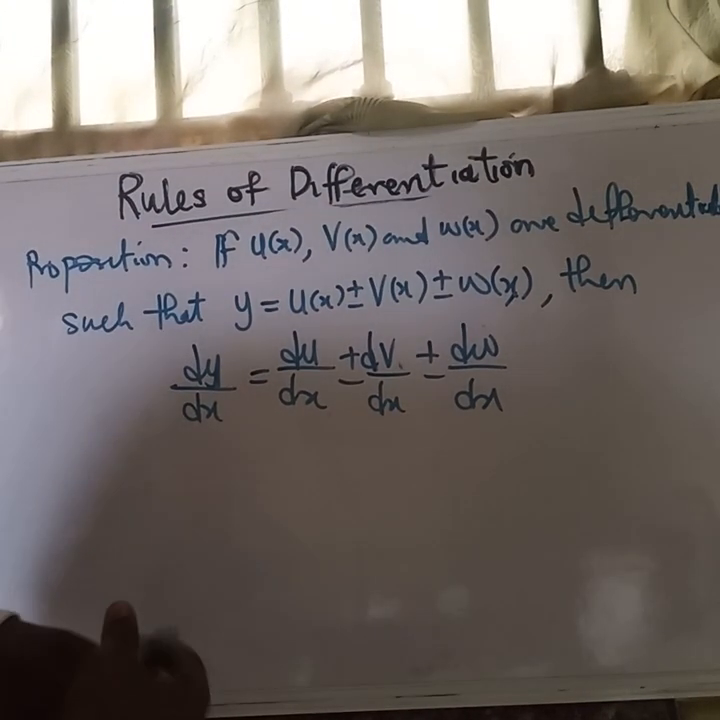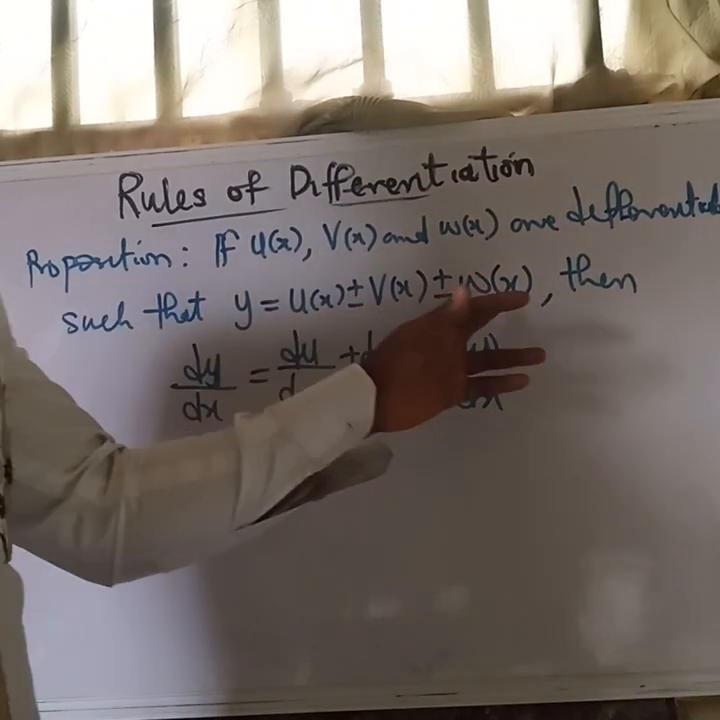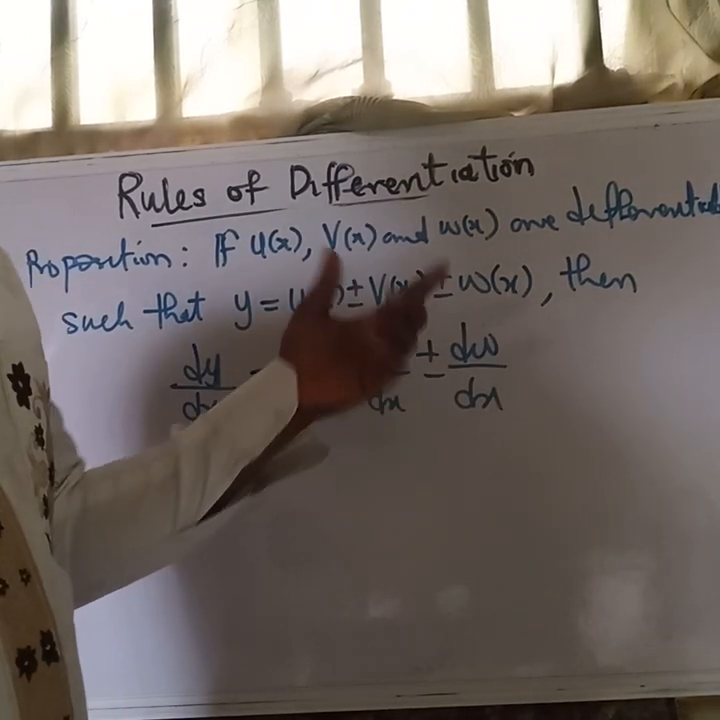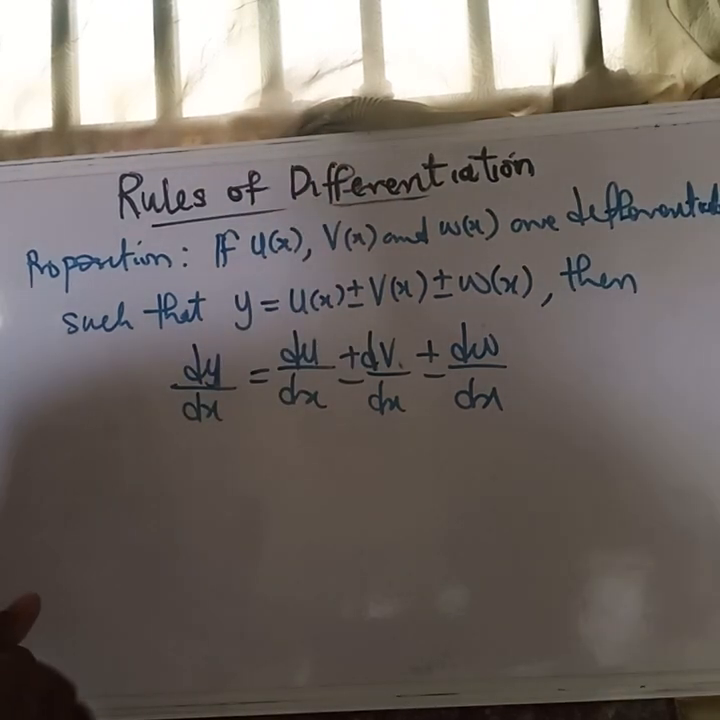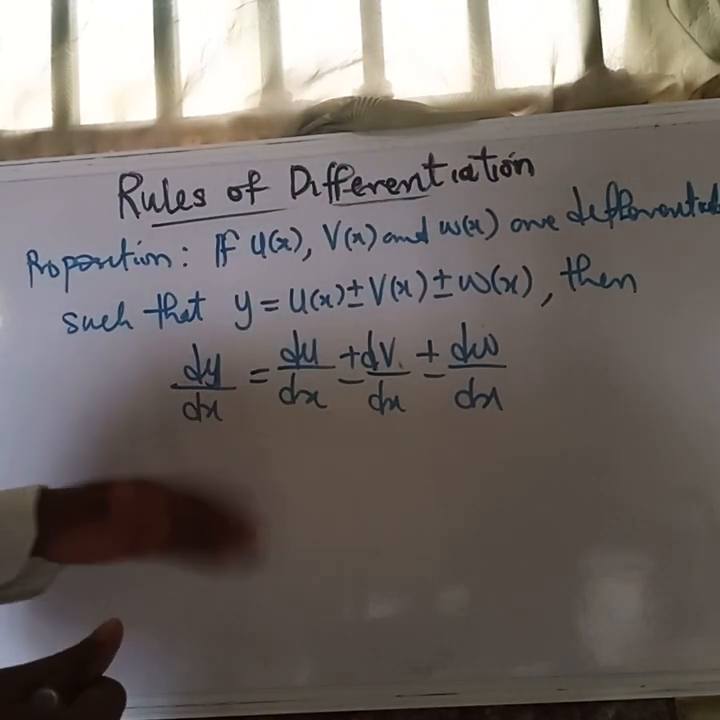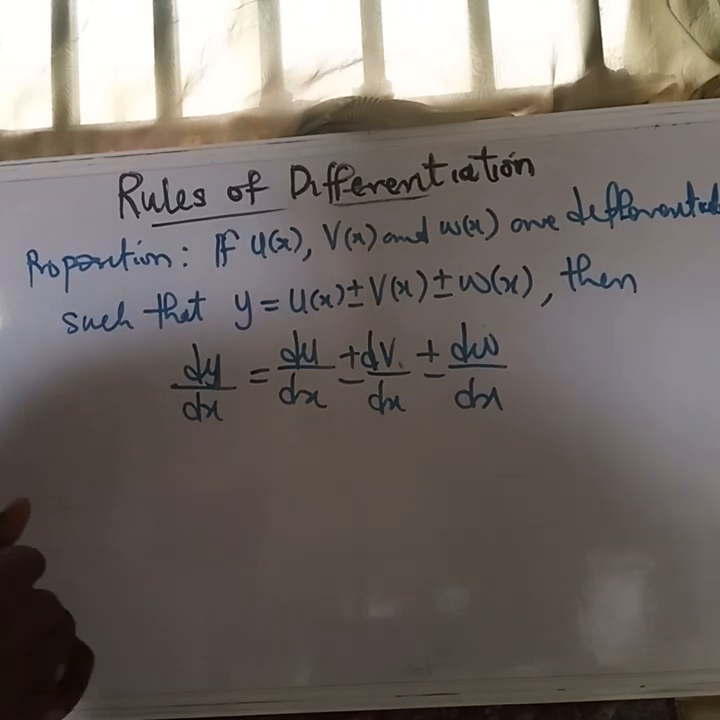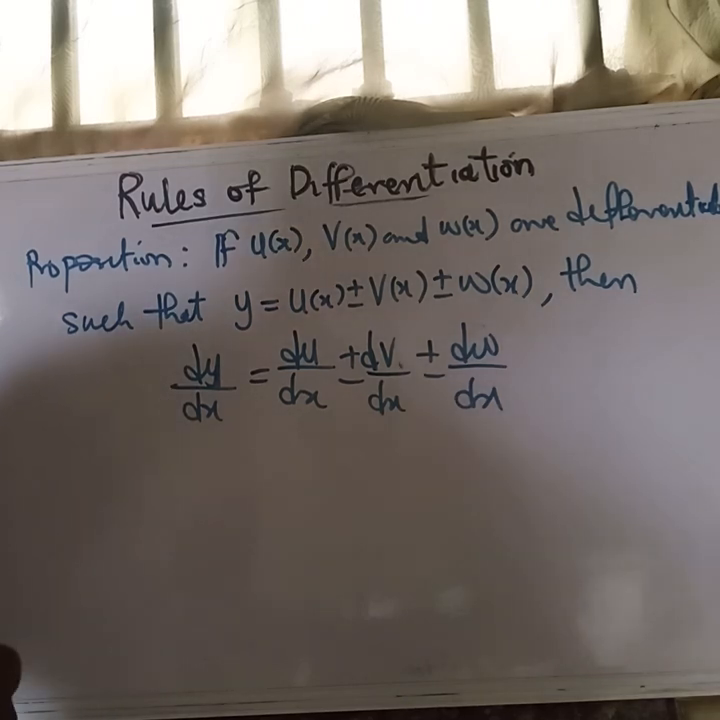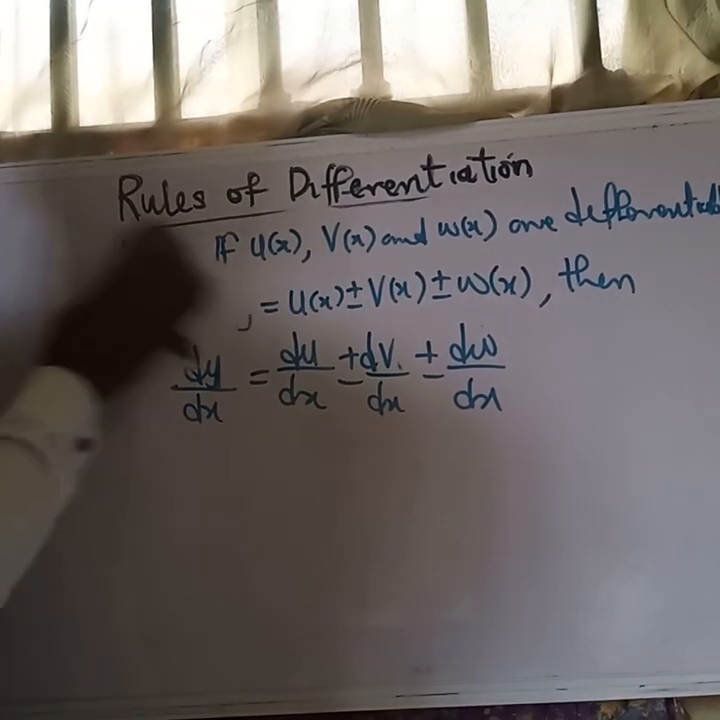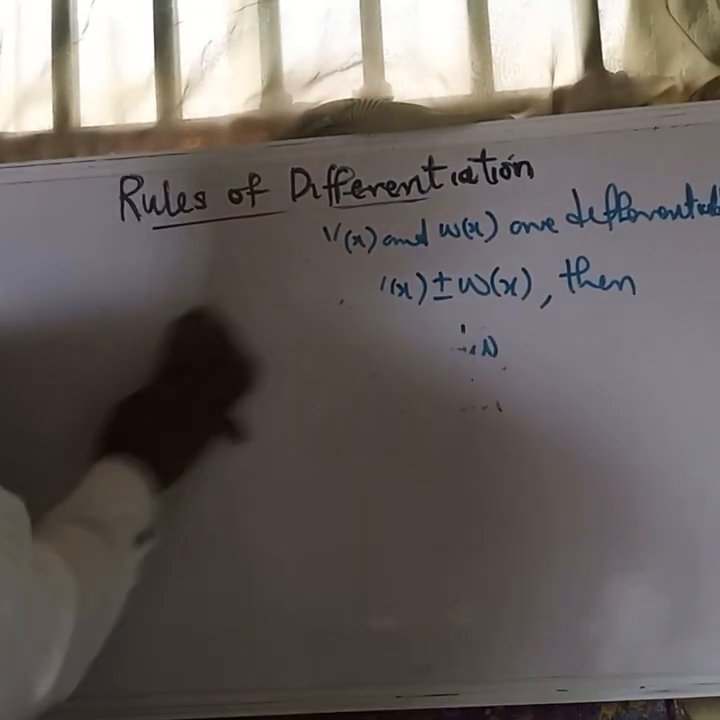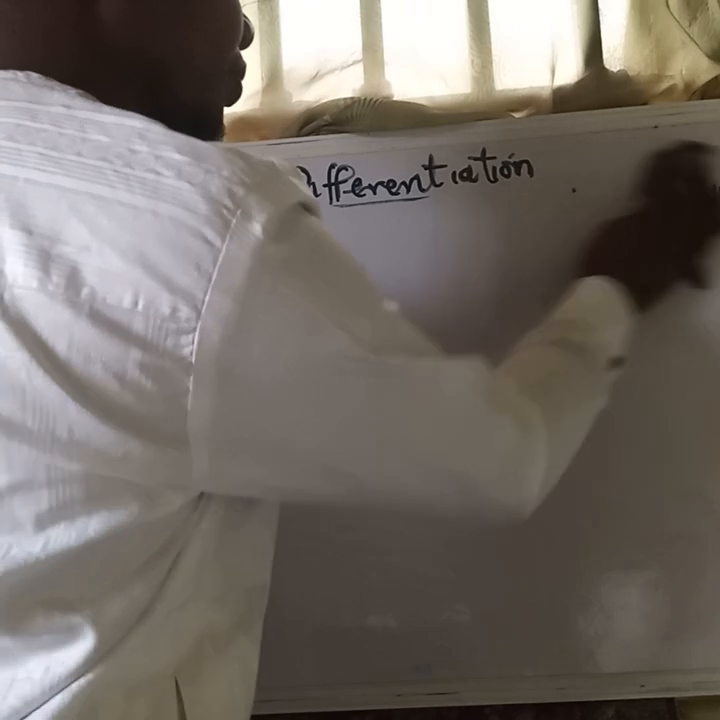So this can also be extended to 4 functions, 5 functions, and what have you. This can also be proved using the concept in the previous rule. So let's now see a few examples under the sum and difference rule.